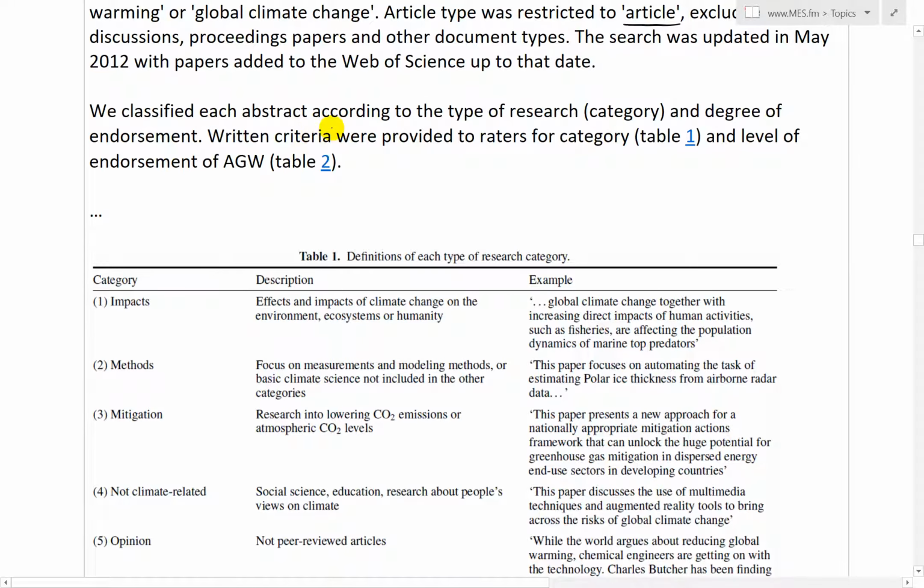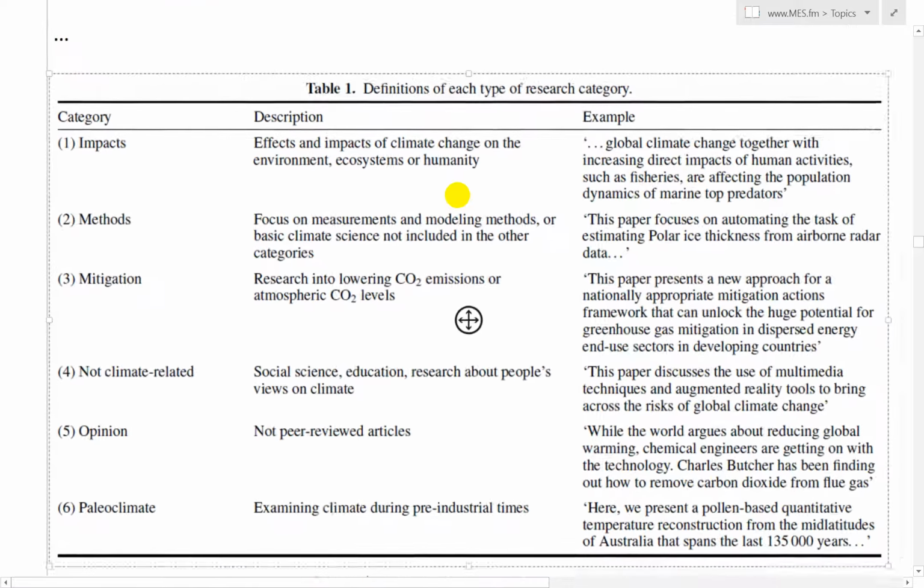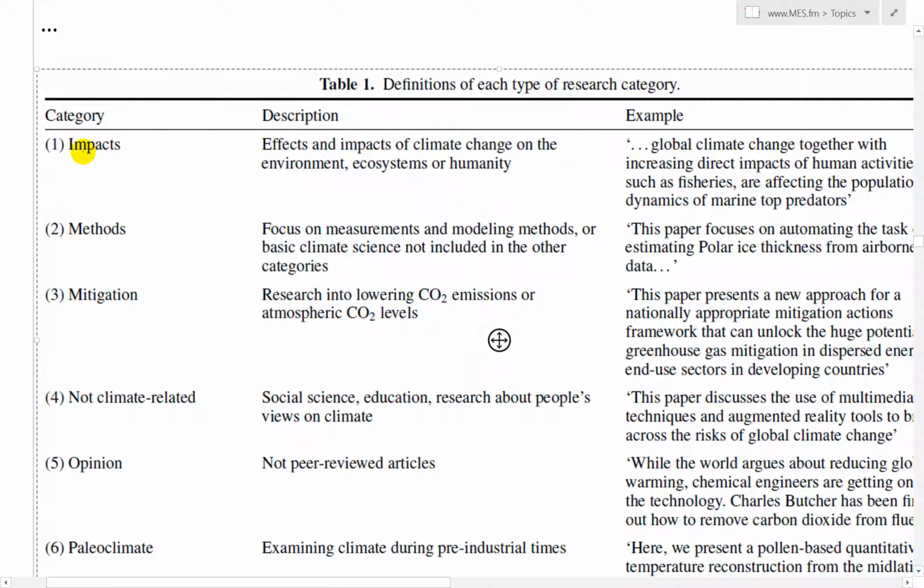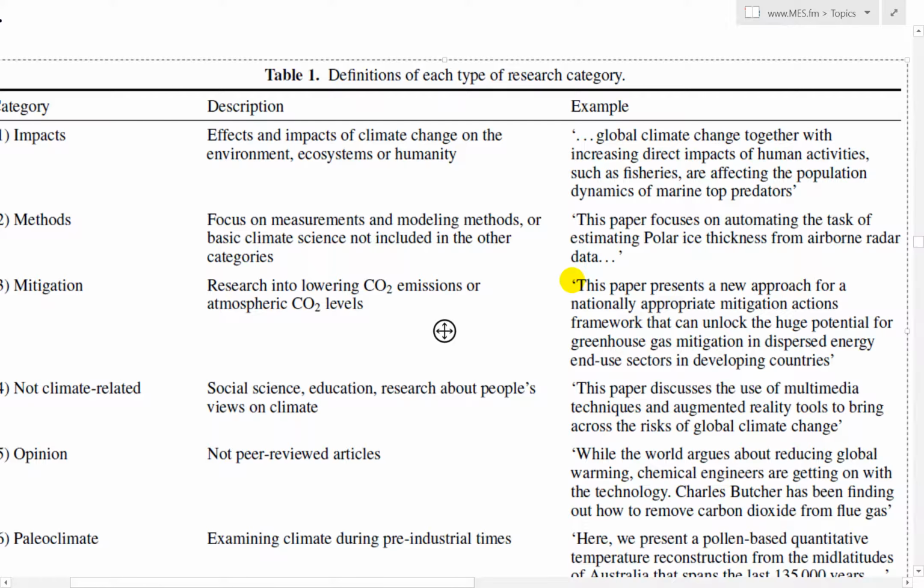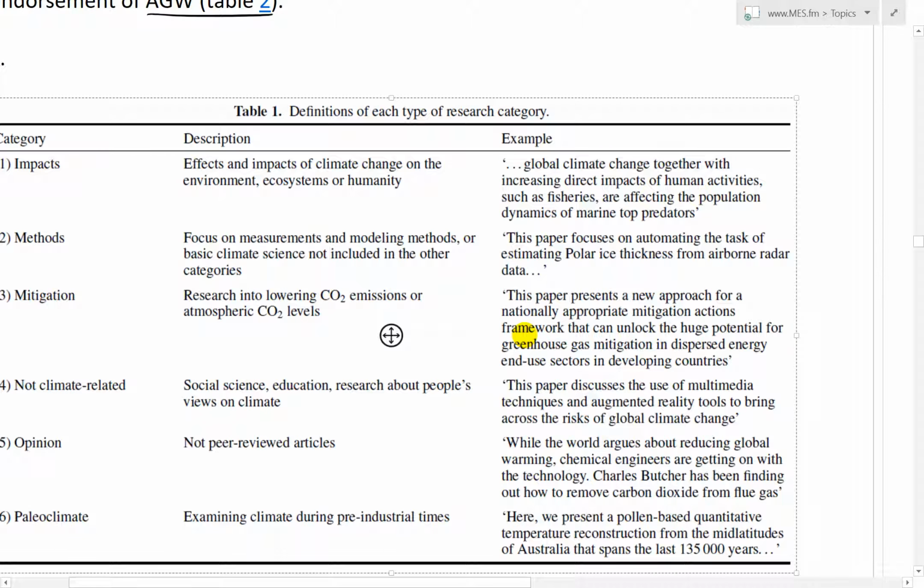We classified each abstract according to the type of research, category, and degree of endorsement. Written criteria were provided to raters for category and level of endorsement. Table 2 is Table 1's category, and here's Table 1. So it's interesting. So impacts, effects, and impacts of climate change on the environment. Example, if these are just number statements or partial sentence or full sentence inside the abstract.